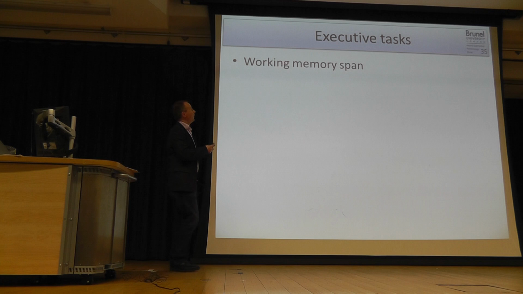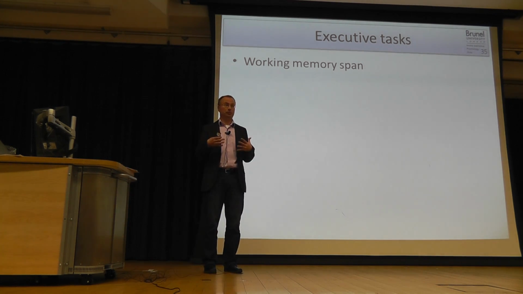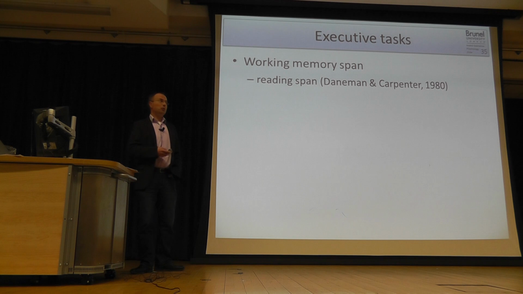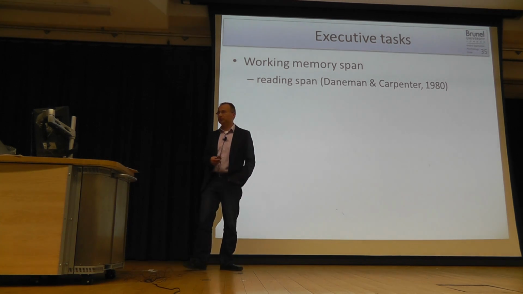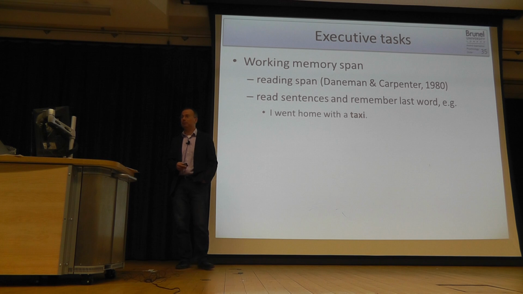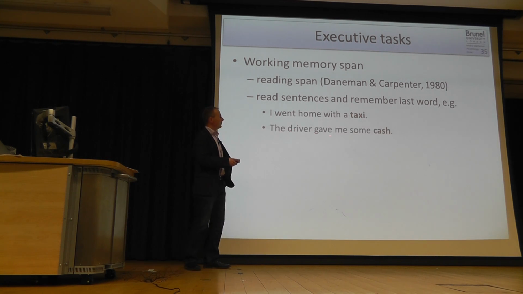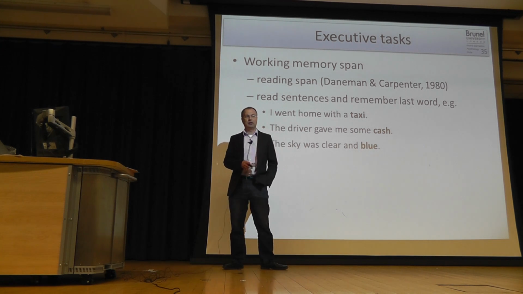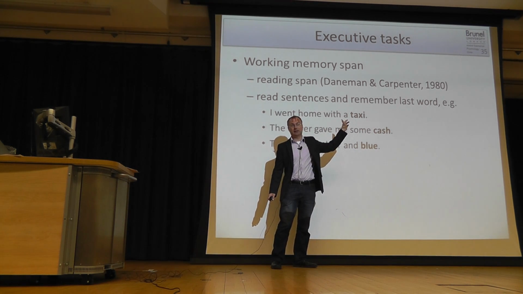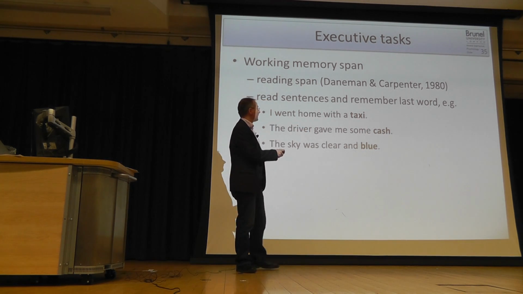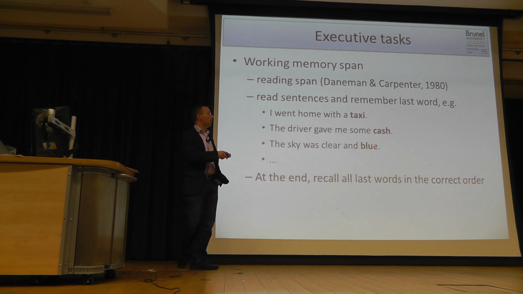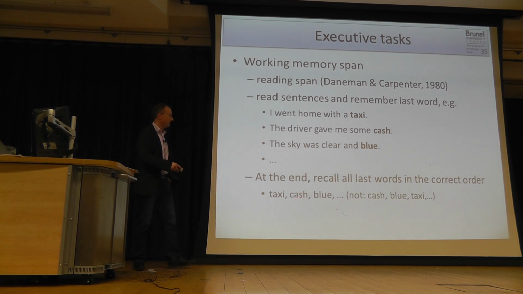There are a couple of working memory span tasks which test your span, and by this you might say your executive abilities. We already spoke in the second lecture on language about the reading span task, so we go through that very quickly only. In this task, you have to read sentences and remember the last word. So I went home with a taxi. The driver gave me some cash. The sky was clear and blue. These sentences may be related or unrelated. Important is you really have to read these sentences for understanding. So you really have this processing component, and you have this maintenance component by remembering the last words. And in the end, you're asked to recall only the last words in the correct order, like taxi, cash, blue, and so forth.